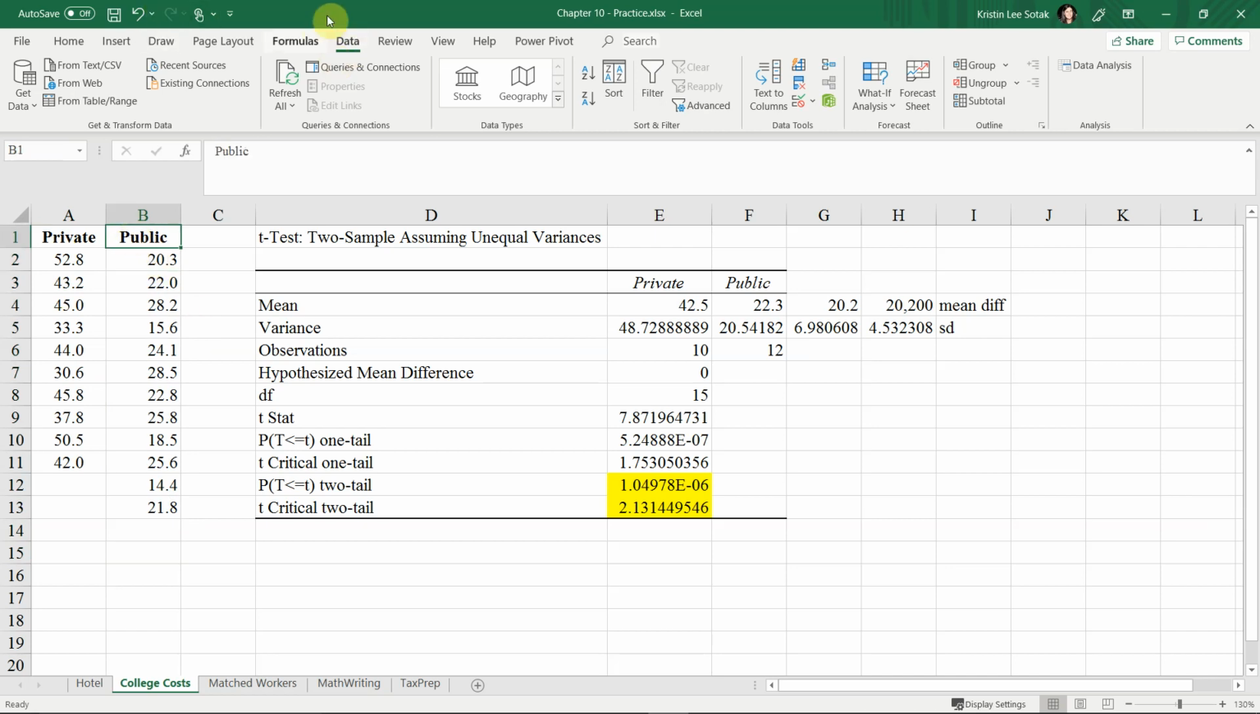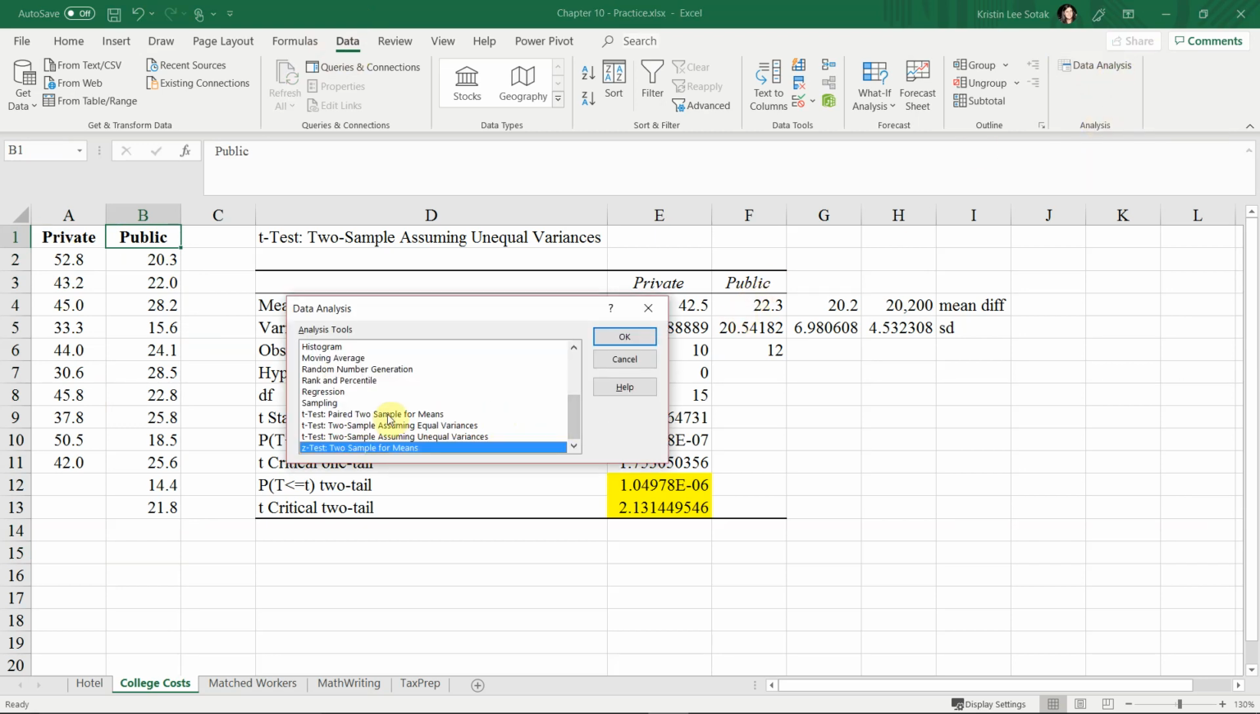So again, we're going up to the top to data, over to the right under analysis, we're going to data analysis. And again, we have our different two populations options. So again, this is independent. So we know we're not using paired, they're independent samples. So we are actually going to use the t-test, because we don't know the standard deviation of the population.